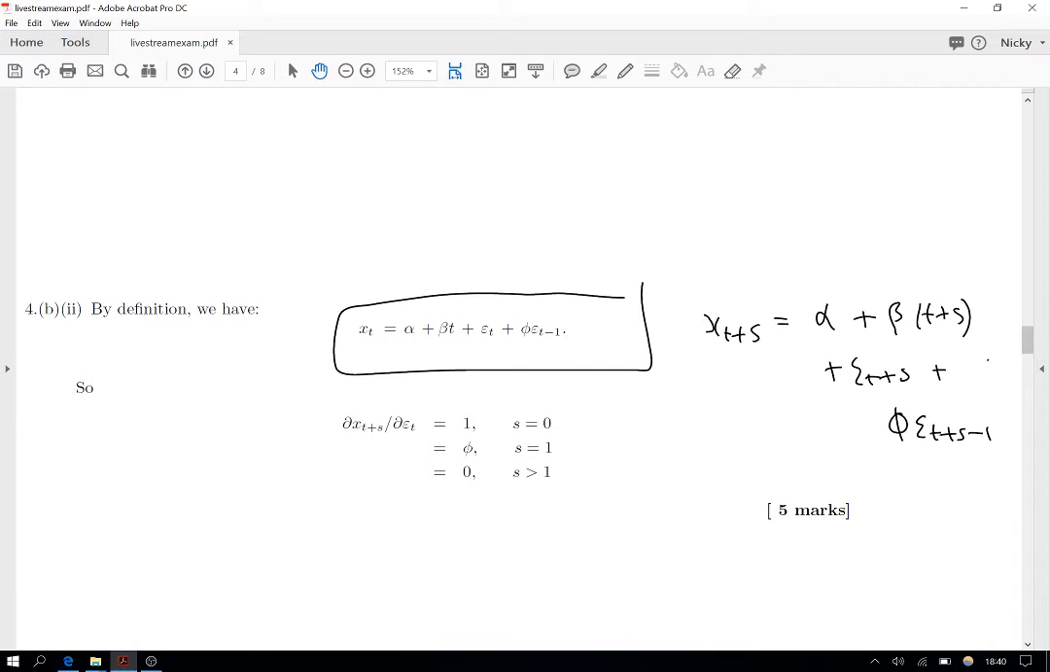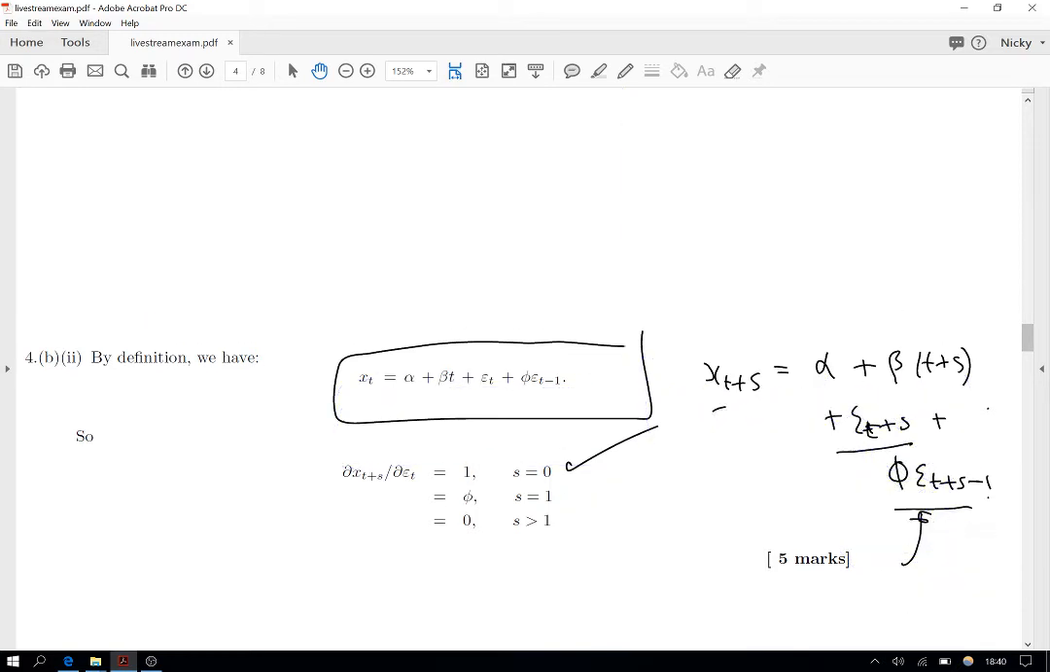Well, at s equals 0, epsilon_t is just here, so we're going to get this. At s equals 1, well, this will be epsilon_t then. When we differentiate both sides, we're going to get phi. And at all other s, there's just nothing, because at s equals 2, there is no epsilon_t in this equation here. So when we differentiate, we're going to get a 0. Okay?